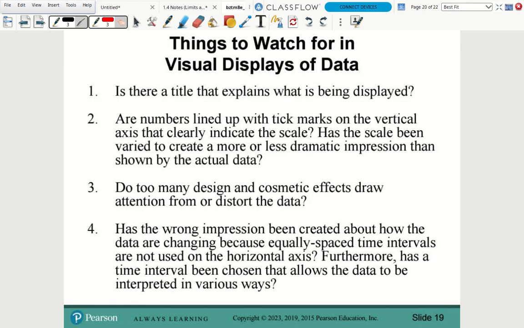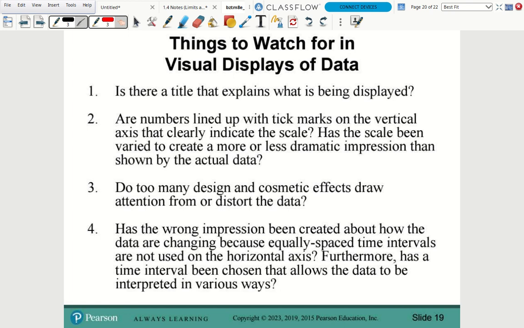All right, things to watch for in visual displays of data. Is there a title that explains what is being displayed? Are numbers lined up with ticks that make the vertical axis that clearly indicate scale? Has the scale been varied to create more or less dramatic impression than shown by the actual data? Do too many designs, cosmetic effects draw attention from or distort the data?